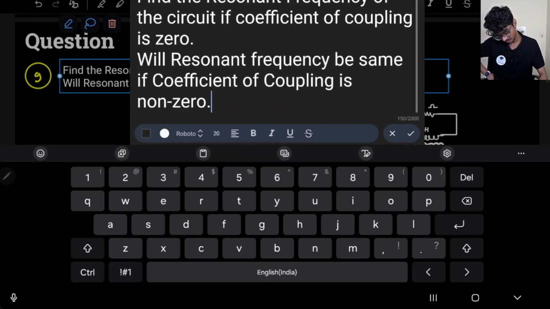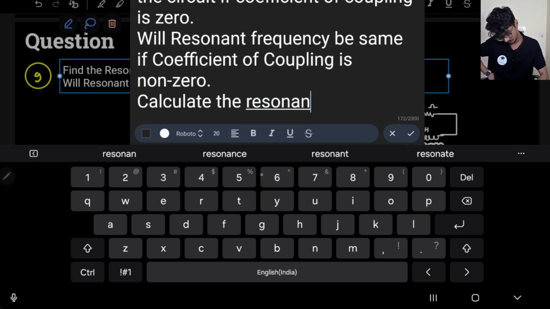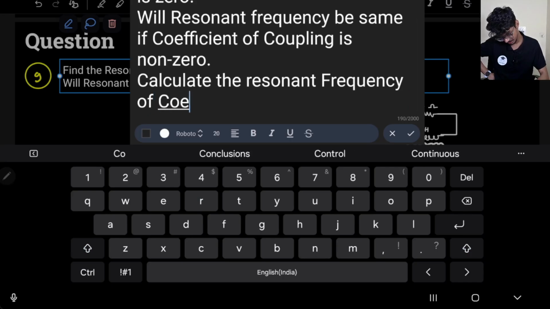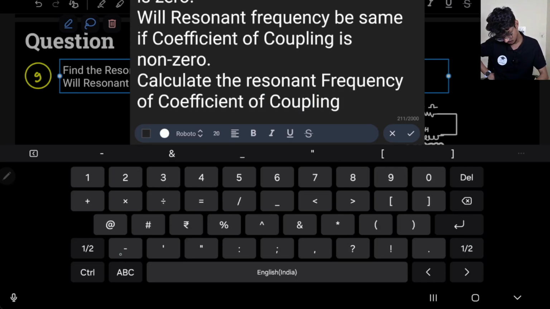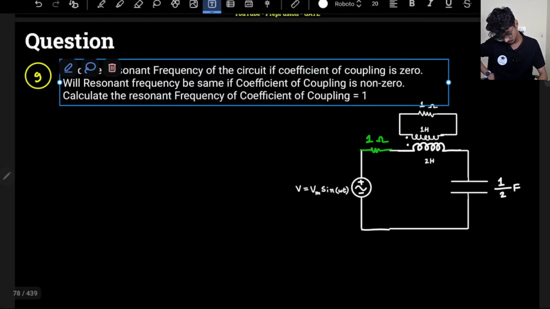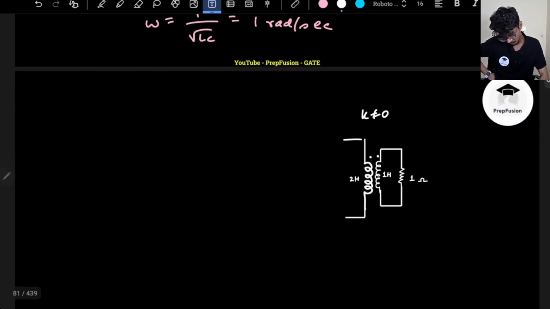And I should have written here: calculate the resonant frequency for coefficient of coupling equals to 1.